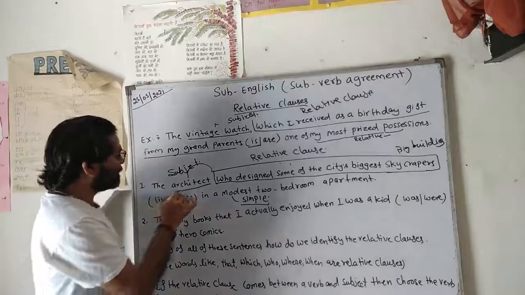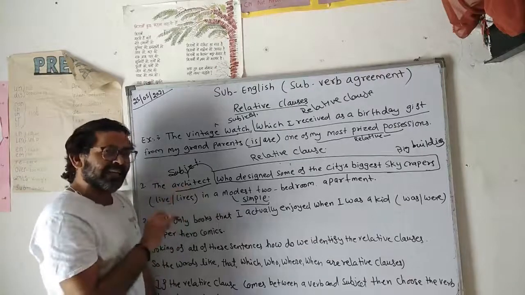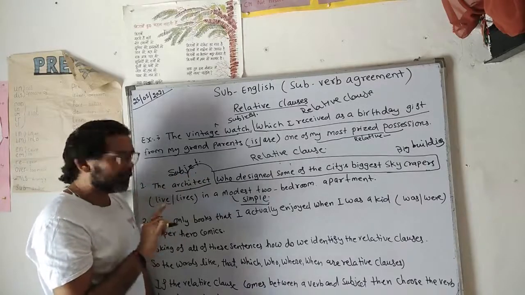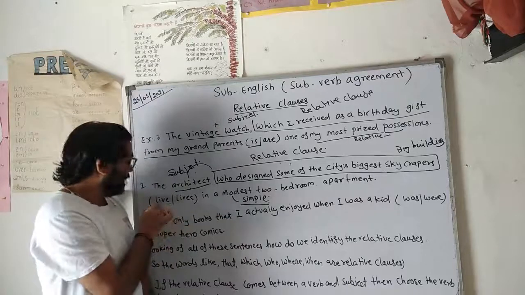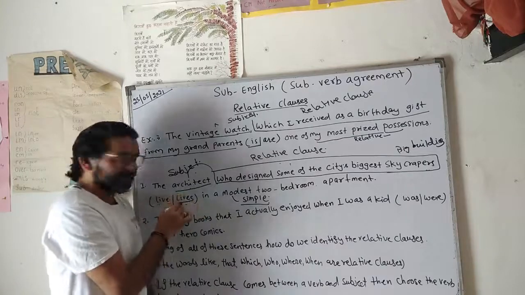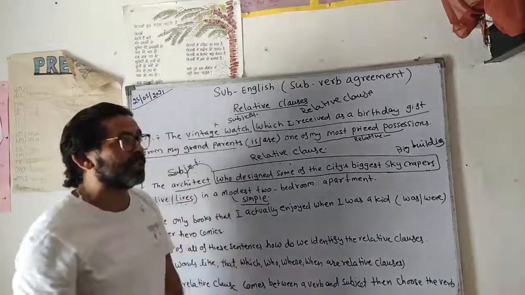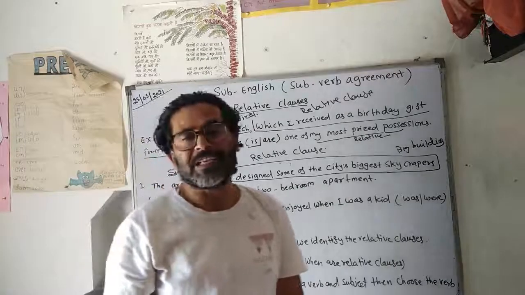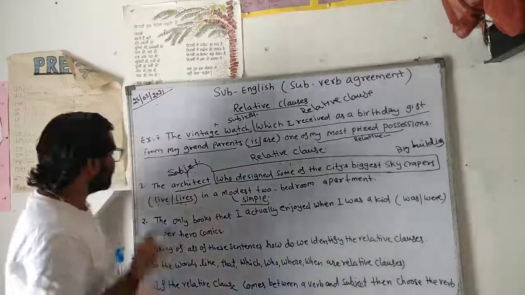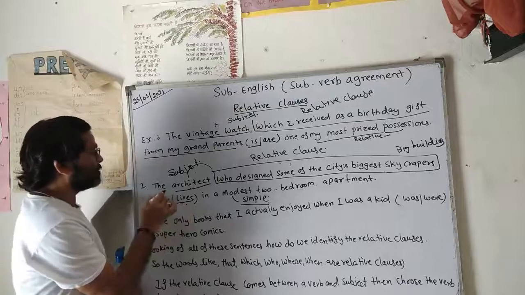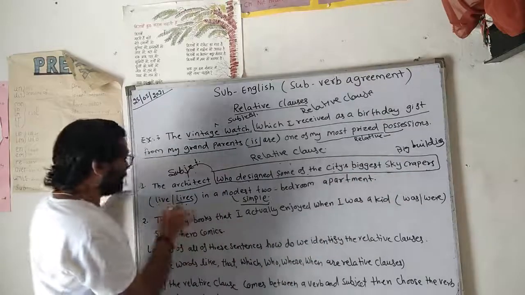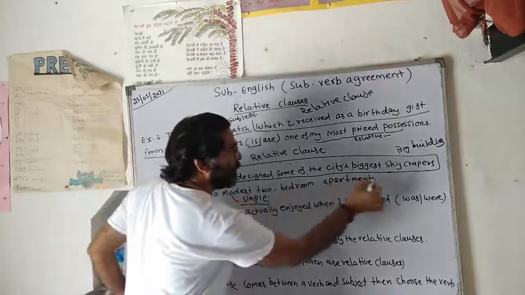And what is the subject? Architect is the subject. And is it a singular subject or plural subject? It is a singular subject. So the verb would be singular or plural? Singular. So lives is singular. We will use lives because it's present tense, and when we have a singular subject in present tense, we always add s or es to the main verb, which we have learned in our first video. Yes. So the correct answer is lives, and the sentence would be: the architect who designed some of the city's biggest skyscrapers lives in a modest two-bedroom apartment.